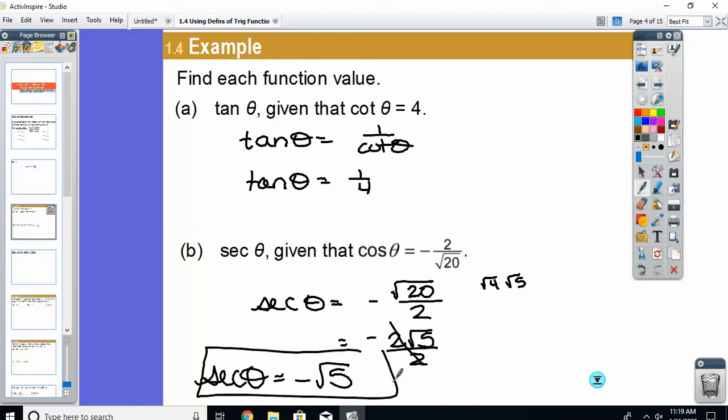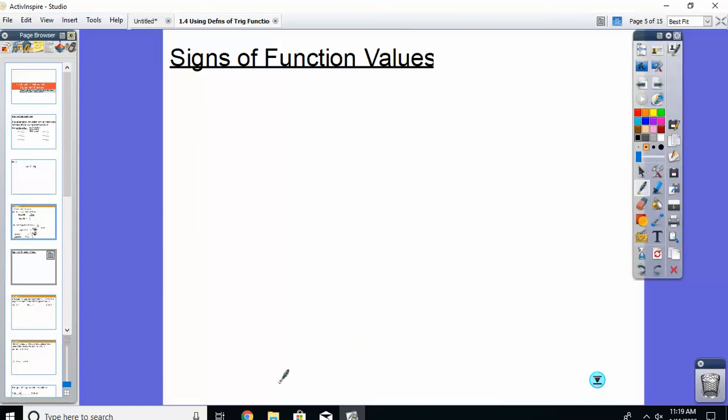Next thing I want to talk about is the signs of our function values. You guys had a section on that homework where it would give you a quadrant and it would tell you x over r or y over r, and you had to tell if it would be positive or negative. In general, we can figure out when our functions are going to be positive and negative. We know that r is positive no matter what.